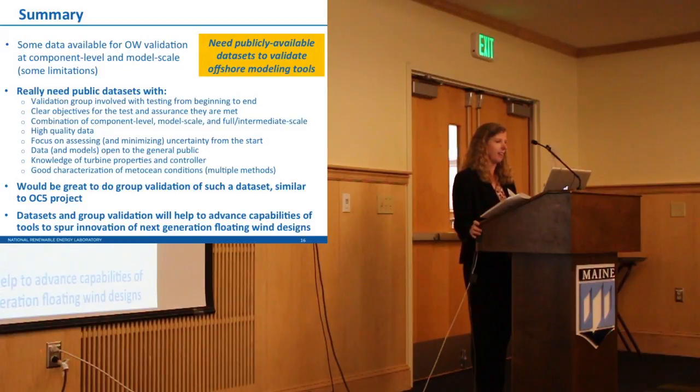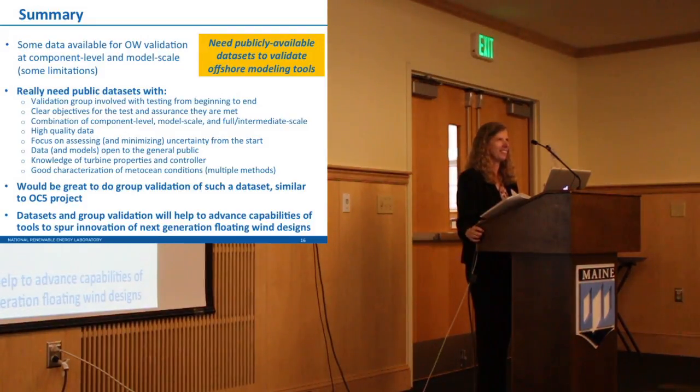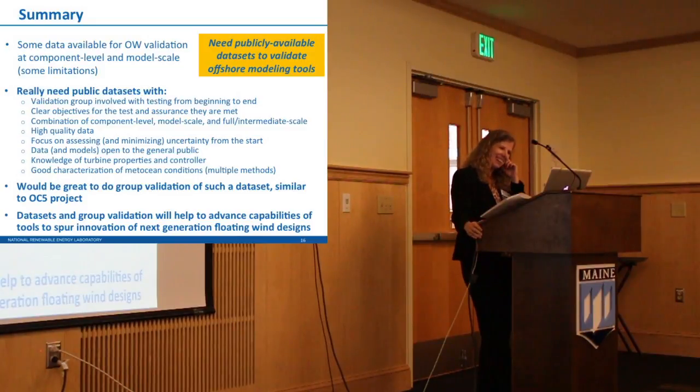We need high quality data. We need a focus on assessing and minimizing uncertainty from the start. We need those data and models to be open to the general public so we can see how a lot of different modeling tools compare to that data. We need knowledge of the turbine properties and controller, and we need a good characterization of the mid-ocean conditions using multiple methods. And it'd be great if we ever achieve this type of data set out there, if we ever could as a group create such a data set and as a group do some validation, which maybe we can call it OC6. I don't know what the C would be, but something out there with a C in it.